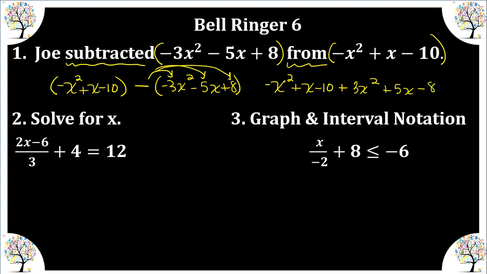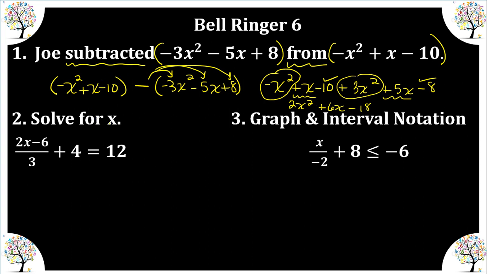Now we simply combine like terms. So our quadratic term is going to be 2x squared. Our linear term is going to be 6x. And then our constant is minus 18. We have a quadratic trinomial.